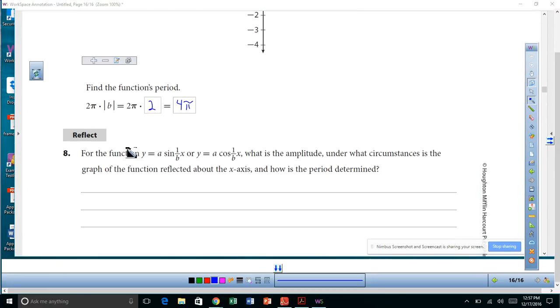Let's see here. For the function y equals a times the sine of 1 over b x, or y equals a times the cosine of 1 over b x, what is the amplitude? Under what circumstances is the graph of the function reflected about the x-axis, and how is the period determined? Okay, the amplitude is the absolute value of a, which was 3 in the last example.